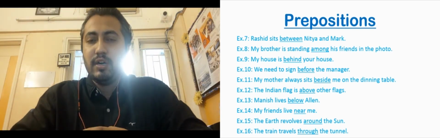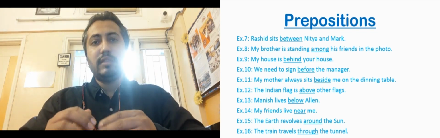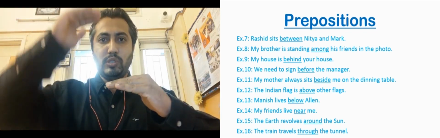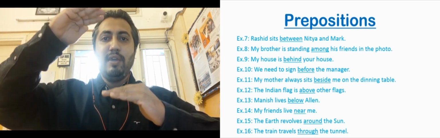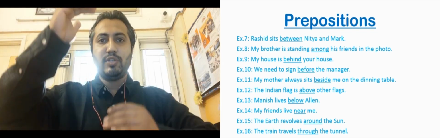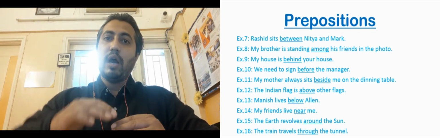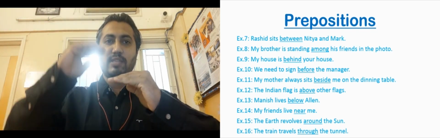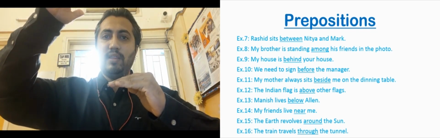Okay, let us go to the next example. The Indian flag is above other flags. When we are comparing height, or when we are comparing the position, we use the prepositions above and below. When we want to compare the position or the height, we say above or below. So the Indian flag is above other flags. Our Indian flag is ऊपर, comparatively दूसरे flags के comparatively ऊपर है. So we will say the Indian flag is above the other flags.